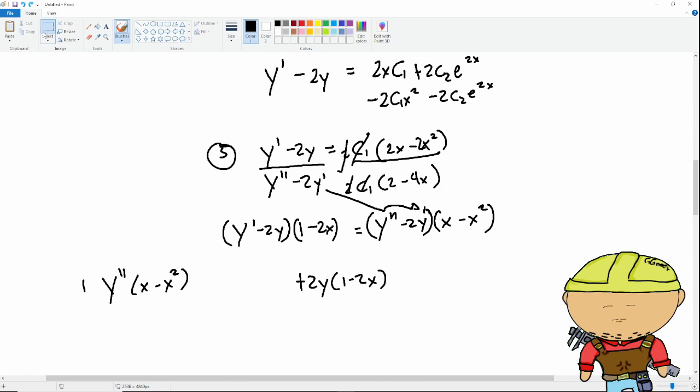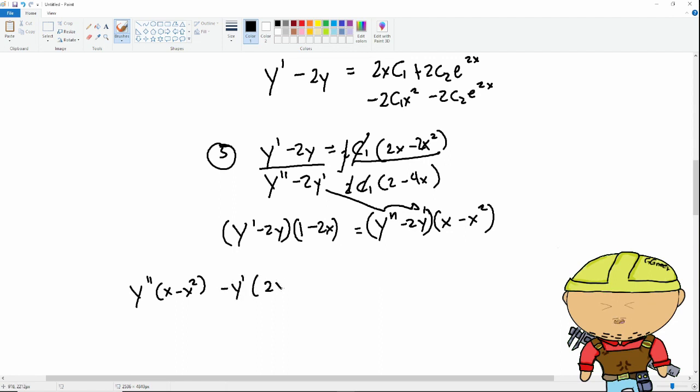Let me do this clean. I'm too excited. Okay, let me do this clean. We're gonna put everything on the right first. I'm gonna start with this one. So y double prime times x minus x squared. Okay, for y prime, minus y prime times 2x minus x squared.